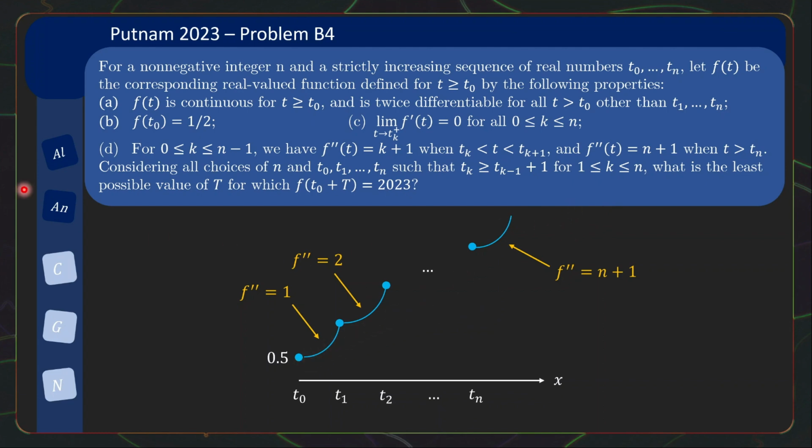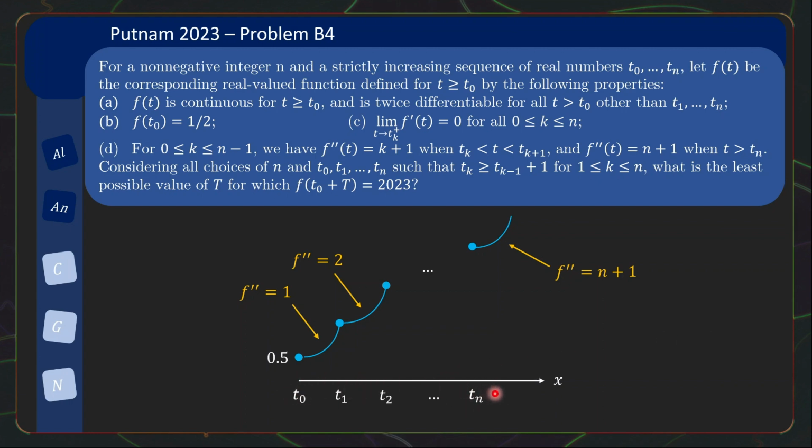Okay, now considering all choices of n and t0, t1, ..., tn such that the gap from each tk to the previous one is at least 1, what is the least possible value of t for which f of t0 plus t equals 2023? Okay, what does this mean? So basically, you get to choose the value of n, the number of special points. You get to choose where to place your special points, subject to the condition that your special points are at least distance 1 apart.